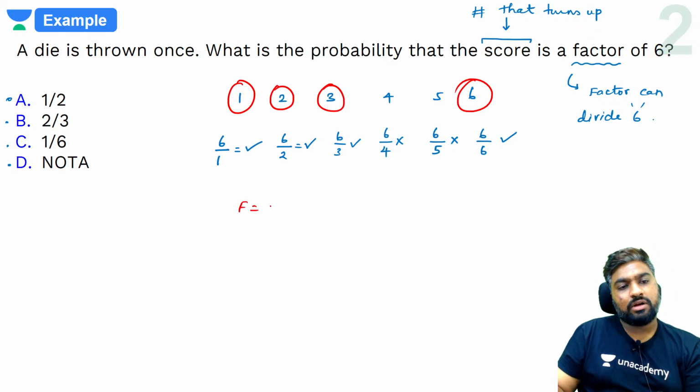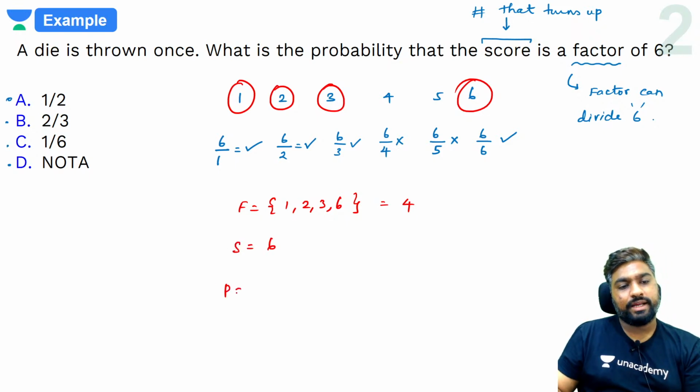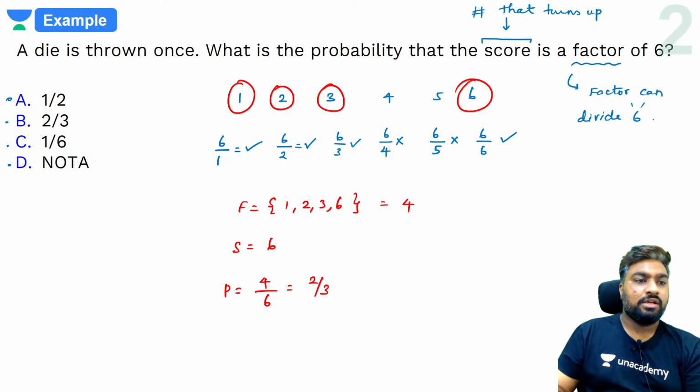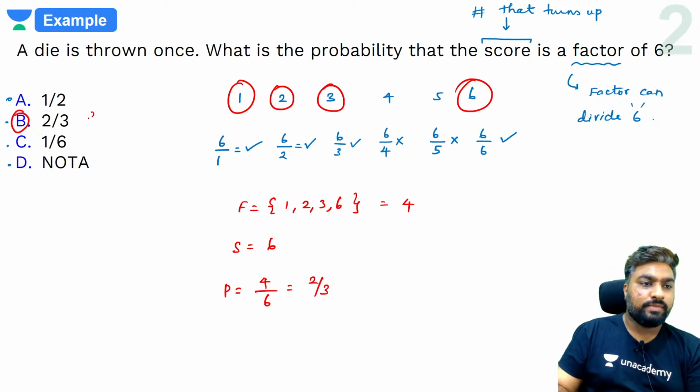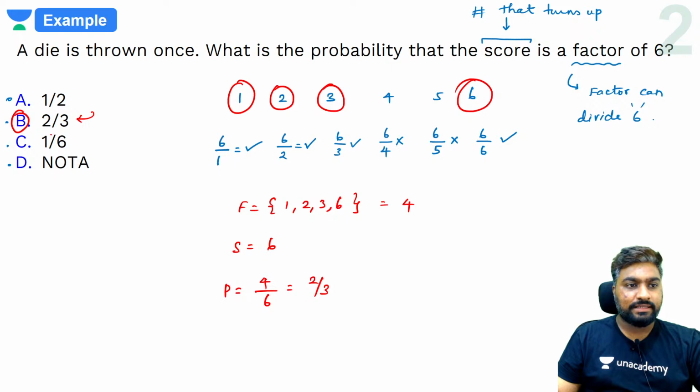So favorable outcomes include what? Sorry, 1, 2, 3 and 6, which is 4 terms. So what's your probability? Sample space will be 6. Probability is going to be 4 upon 6, that is 2 by 3. So what's the answer? Option B, 2 by 3. Okay. So everybody who said B, 2 by 3, that's the right answer.